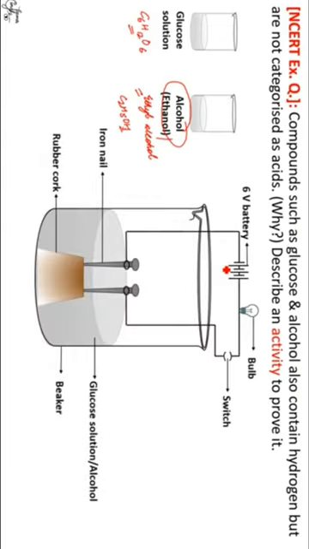Take rubber cork, iron nail, beaker, and fix the electric circuit. Now in the beaker you are going to take the glucose solution first. Do you find the bulb is glowing? No. Remove the glucose solution, take the alcohol. Now check, there is no glowing of the bulb. Although glucose and alcohol have hydrogen, they are not dissociating into H plus and OH minus. So these are not acids or bases. That we can understand with this experiment.